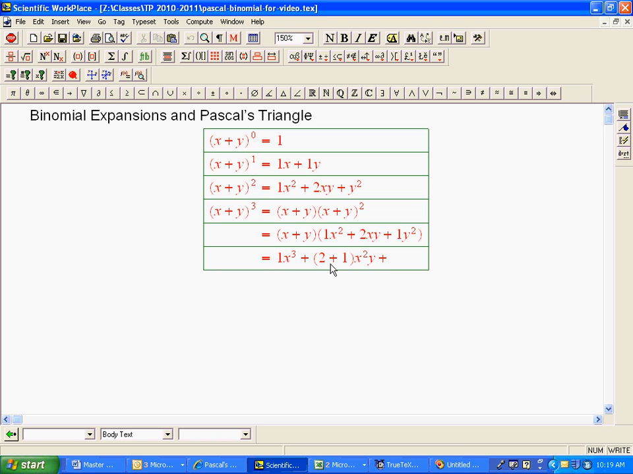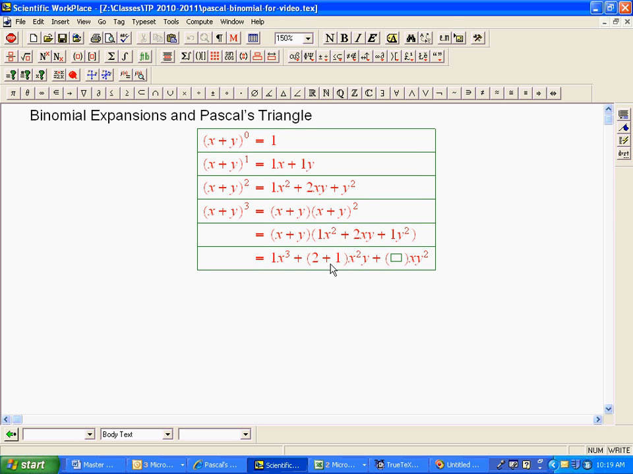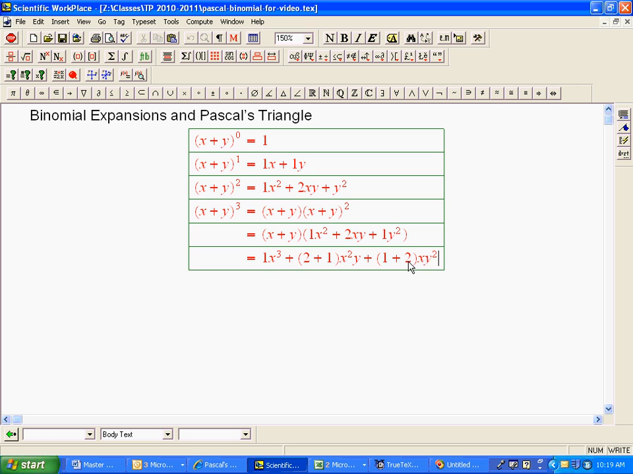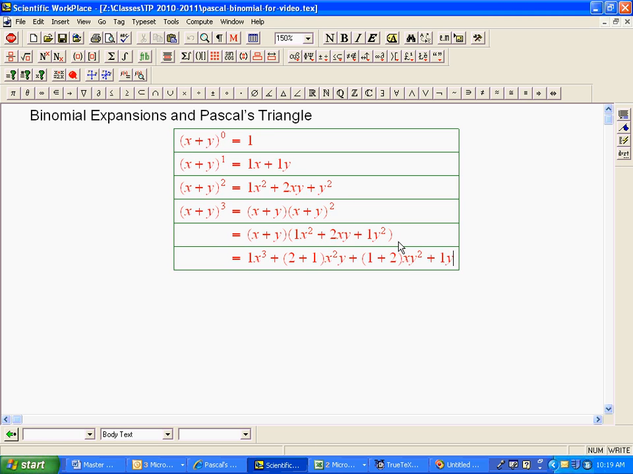Plus, now what else could we get? We could get 1x and 2 y's. And what's going to go in front of that? That's going to have the 1 from xy squared and the 2 from y times xy. Okay, 1 plus 2. And then the last thing we can get is a y cubed. And that's just one way to get that.